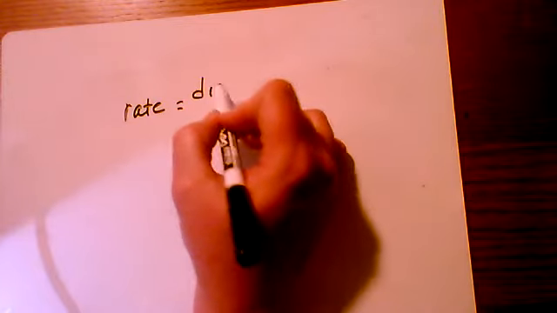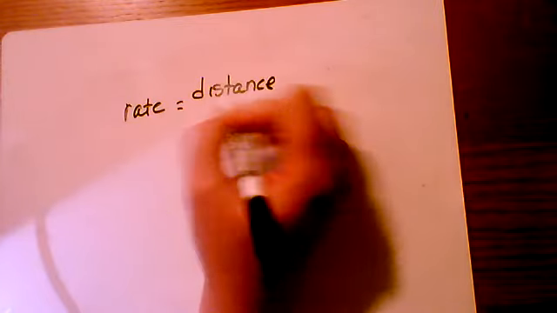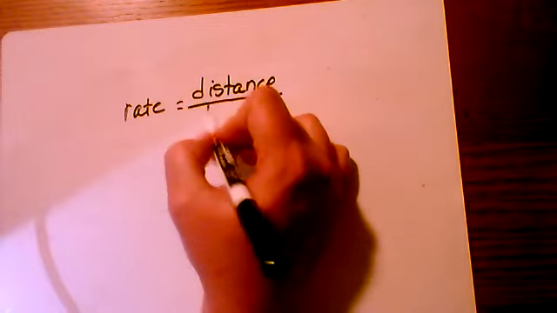Okay, in problem two, it says that Elsie flies from Washington, D.C. to Los Angeles in 5 hours. The return trip takes 4.5 hours. The distance one way is 2,300 miles. What is the plane's average speed in miles per hour for the entire trip? So remember that our formula is rate, that's the speed, equals distance over time.